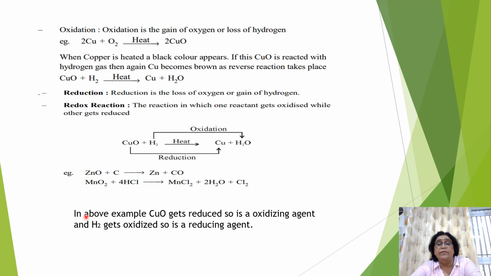Okay. Then in the above example, copper oxide is getting reduced. It is also called the oxidizing agent. The substance that gets reduced is also called the oxidizing agent in the redox reaction. And hydrogen is getting oxidized, so it is called the reducing agent in the redox reaction. Here, the one getting reduced brings about oxidation, and the one getting oxidized brings about reduction. Clear? So is the chapter clear? Okay.